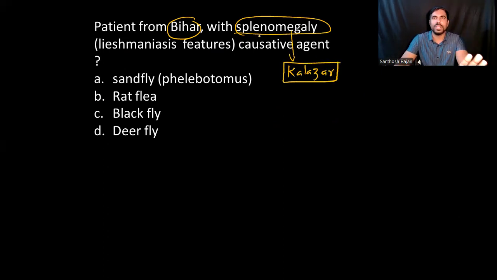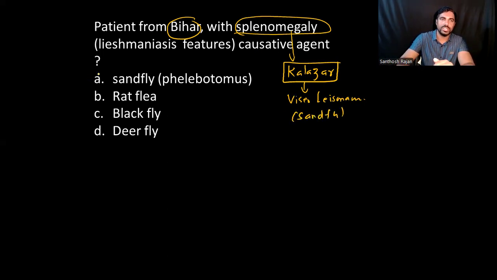Even if they give hyperpigmentation, lymphadenopathy, whatever, the main thing is splenomegaly and dark pigmentation, and the clue is from Bihar. So that is Kala Azar, which means visceral leishmaniosis. Which leishmaniosis? Visceral, that's Kala Azar. This is basically transmitted by sandfly, Phlebotomus. So sandfly, Phlebotomus, is the answer.